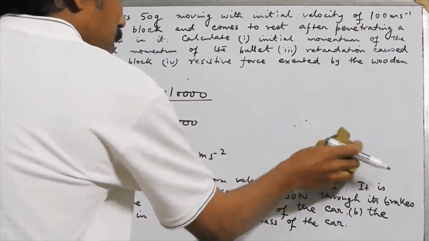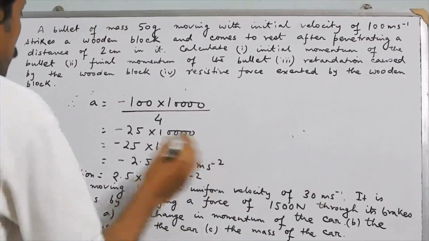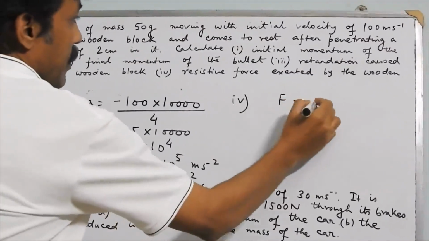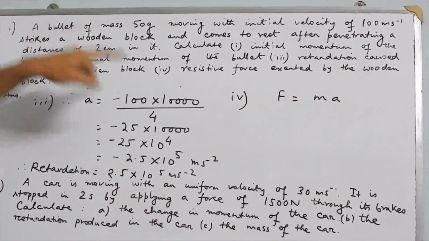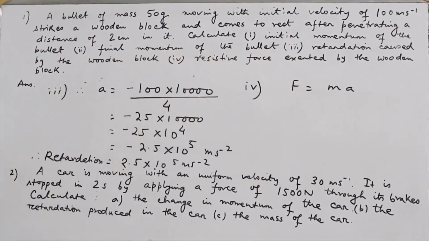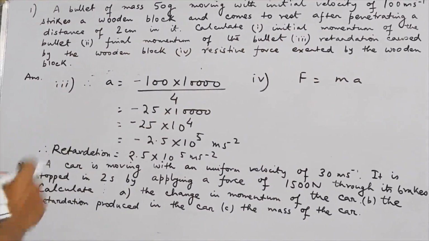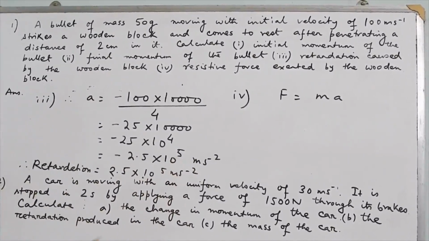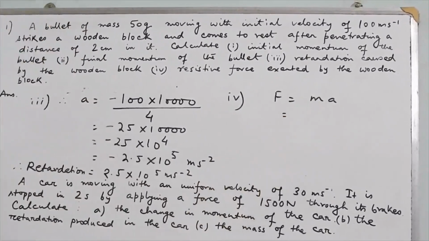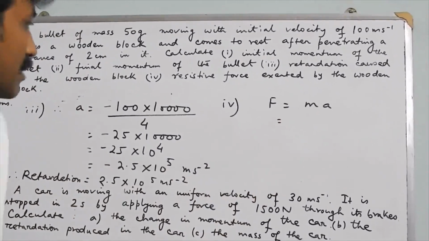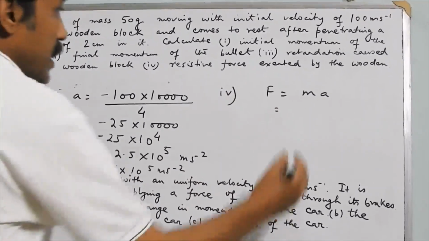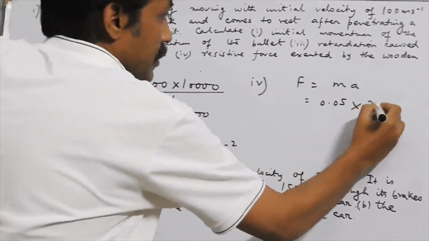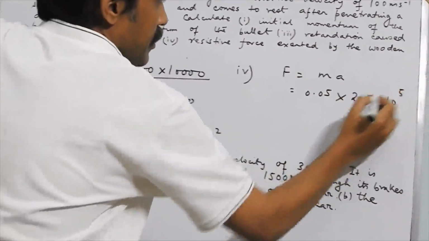And the final is the resistive force. So the fourth part of the question is the resistive force. This is the third part and this is the fourth part. Obviously F equal to ma. Now here the question is what is the resistive force. So we will apply the positive value, that is the value of the retardation. So mass was, if you remember, 50 gram, so 50 by 1000, that is 5 by 100, that is 0.05, into the positive value, that is 2.5 into 10 to the power 5.